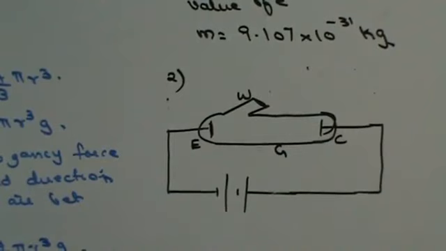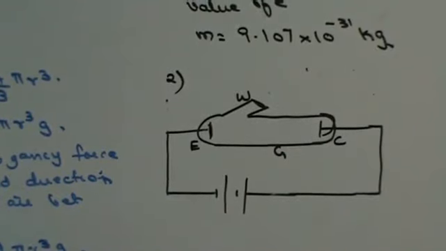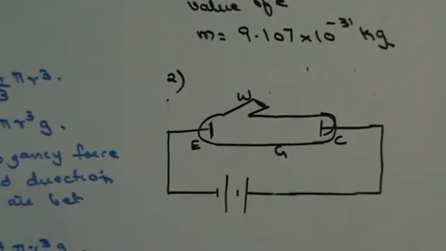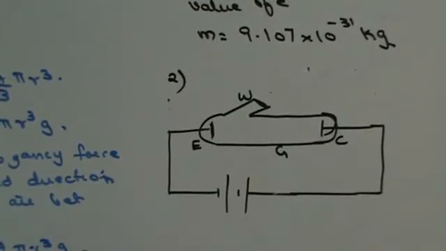The photoelectrons that are emitted by the emitter are collected by the collector and current begins to flow in the circuit.